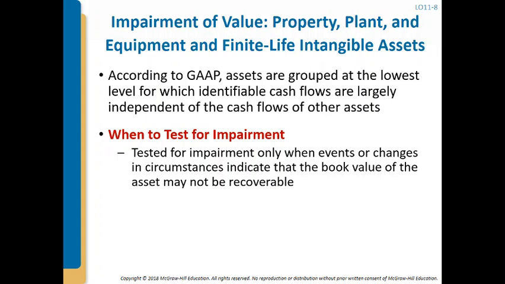So when do you test for impairment? You test for impairment here only when events or changes in circumstances indicate that the book value of the asset may not be recoverable. Okay, so if there's a downturn in the market, the book value of the asset may not be recoverable.